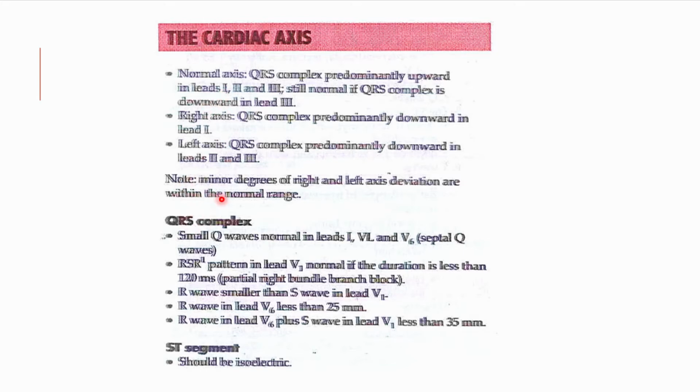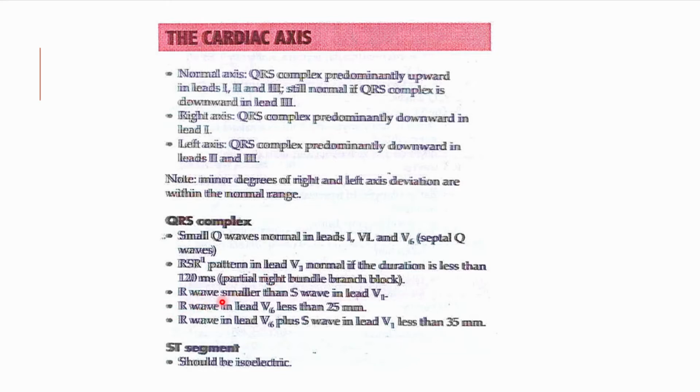Take note that there are some minor degrees of right and left axis deviation which happen within the normal range. Then when it comes to the QRS complex, you may get small Q waves which are normal in leads 1, AVL, and V6. These are septal Q waves. You may get an RSR prime pattern in lead V1. This is normal if the duration is less than 120, but it may indicate partial right bundle branch block.